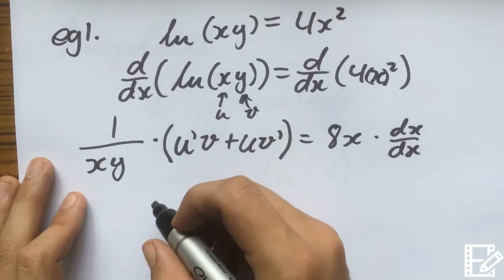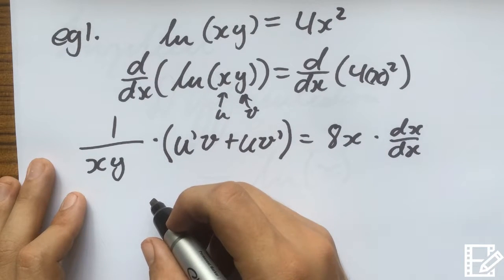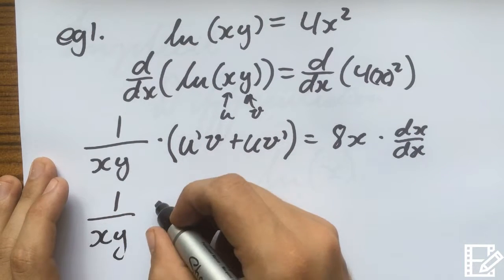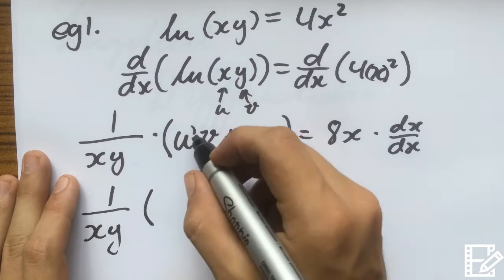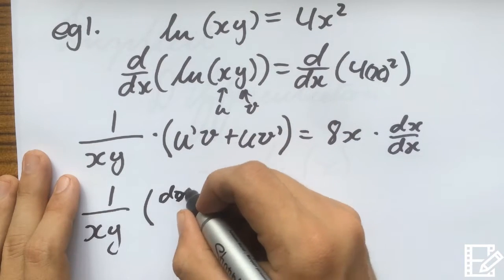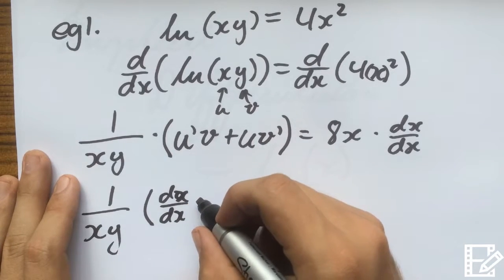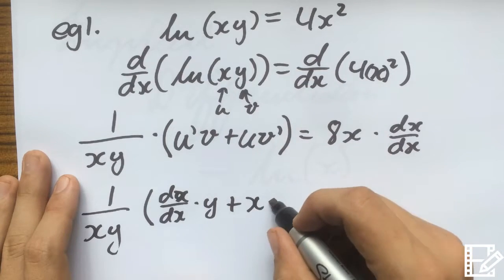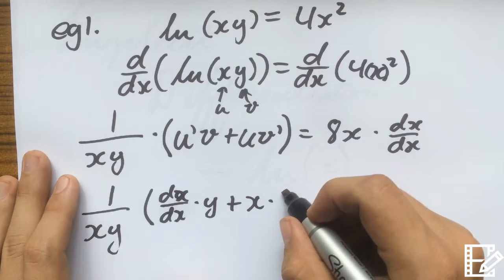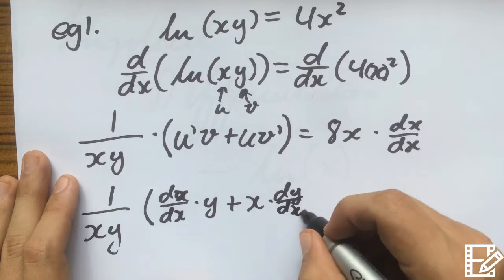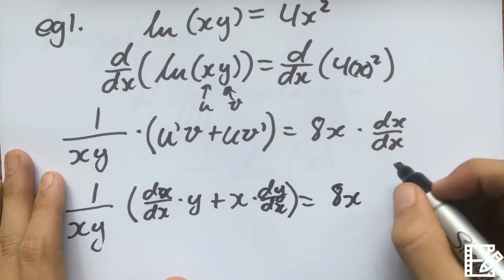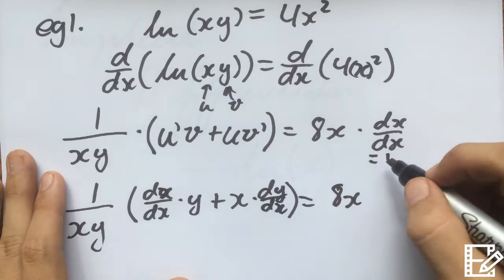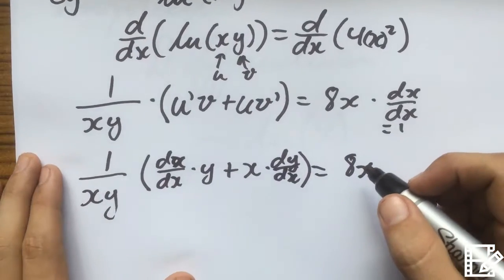Now, what we have here is 1 over xy multiplied by u dash, which is the derivative of x with respect to x, multiplied by v, which is y, plus u, which is x, multiplied by the derivative of v, so the derivative of y with respect to x, equals 8x, because 8x multiplied by this here is equal to 1, so 8x multiplied by 1 is 8x.